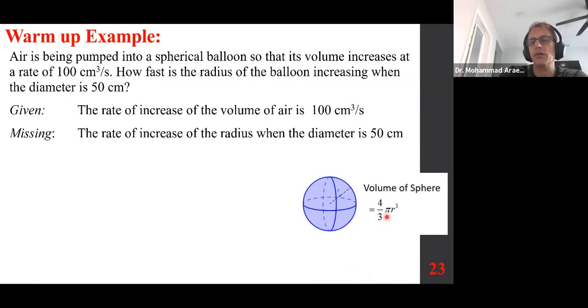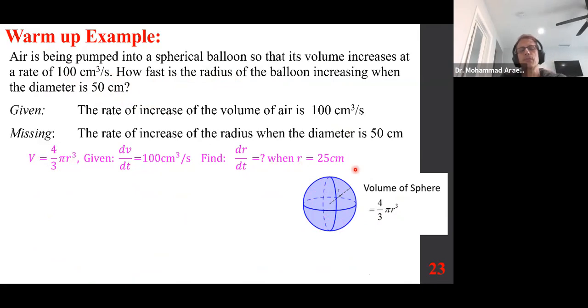We need to know the volume. So the volume of a sphere has the formula 4/3 pi r cubed. As long as we know that, we are practically done. So what is given is dV/dt is 100 cubic centimeters per second. And we are going to find dr/dt when d equals 50 and r equals half of that, or 25. So this is the given symbolically. If we can write this, then it becomes a piece of cake.